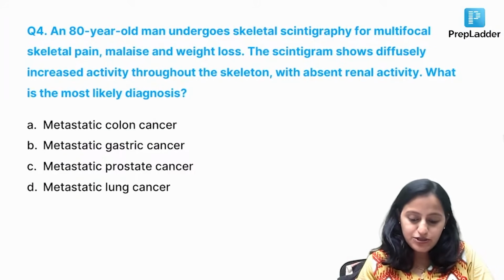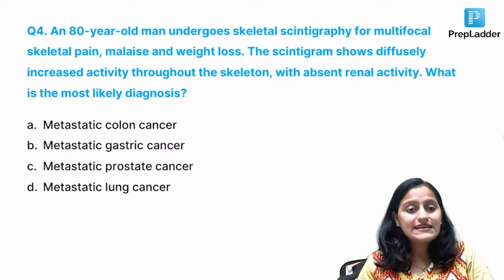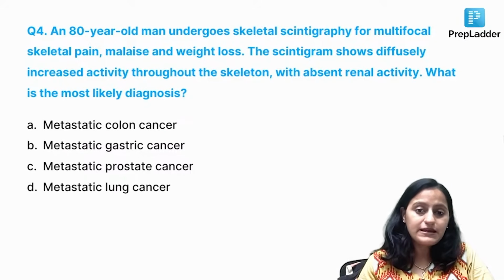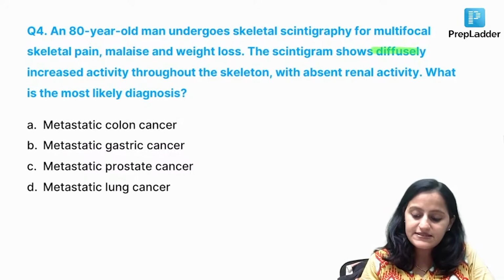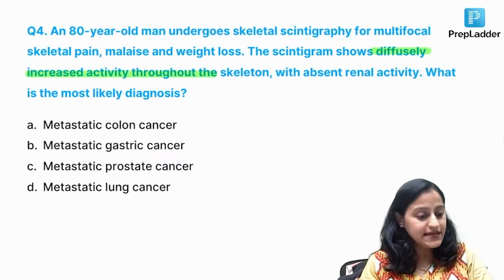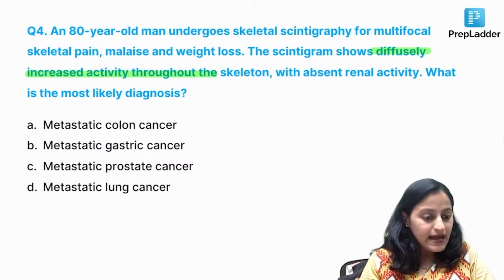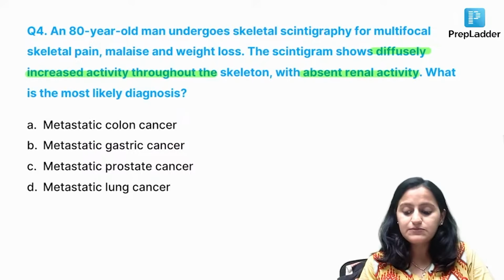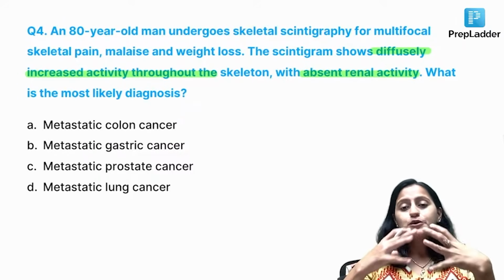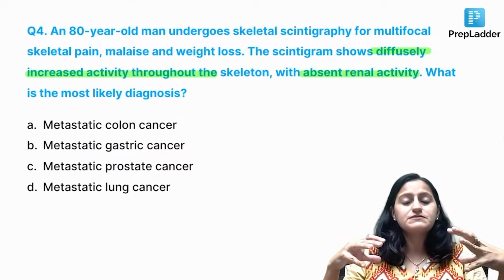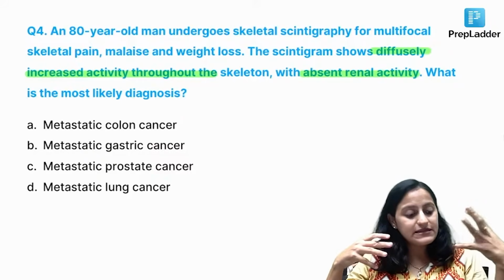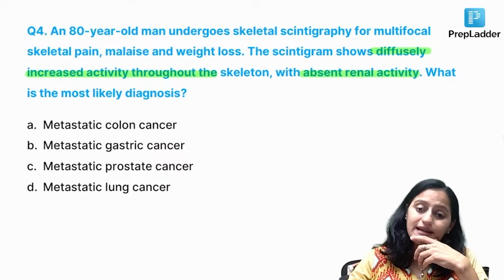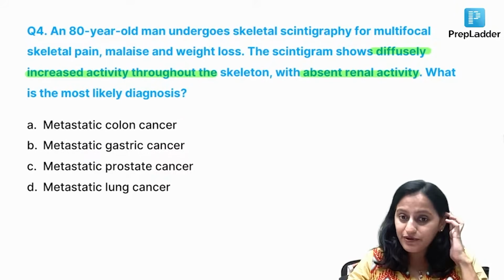Okay, going on to the next question. Skeletal scintigraphy, because of the pain, shows diffuse increased activity throughout the skeleton, right? And there is absent renal activity. Can someone tell me what this term is called in the bone scan? When you have diffuse bone uptake, but the soft tissue uptake, the renal activity, is absent. What is this called? This is also one of the PYQs of your AIIMS exam.